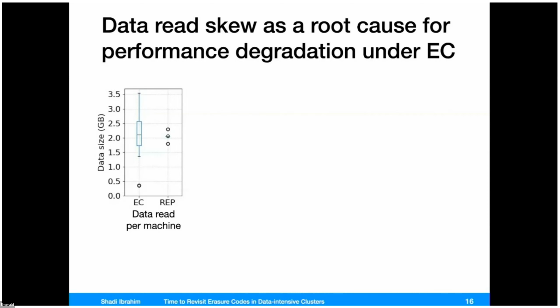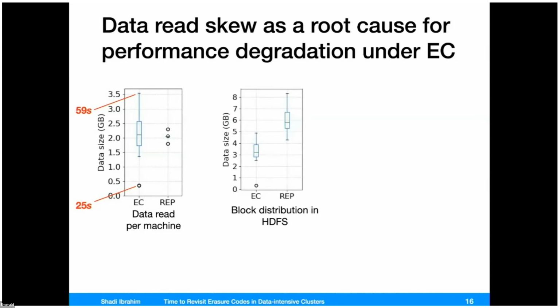And this is what's expected as we are running 8 tasks per node, and each task reads one HDFS block of 256 megabytes. These heavily loaded nodes negatively impact the tasks which are running within them and the tasks that are reading data from them. For example, the average runtime of map tasks running on the most loaded node is 59 seconds, while it's 25 seconds on the least loaded node.